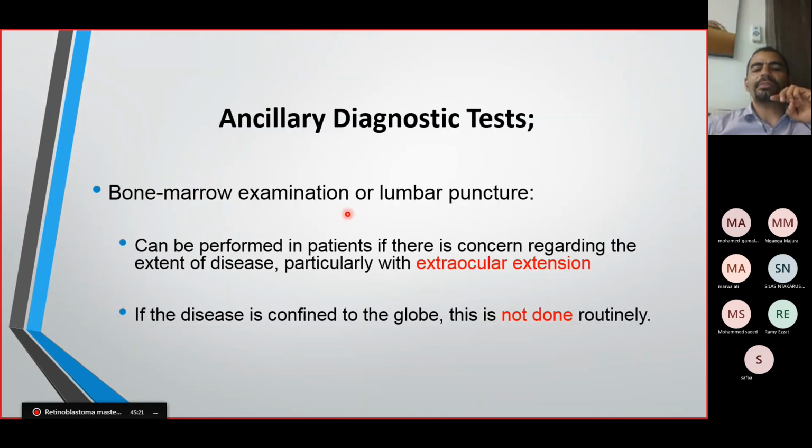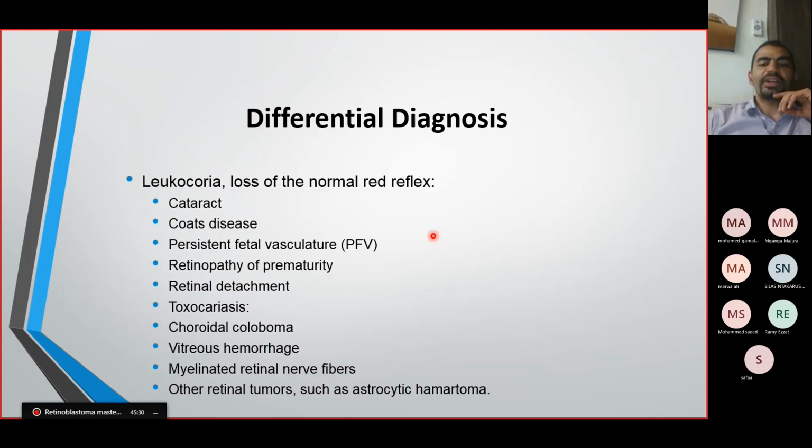Other tests that may be done by the oncologist: bone marrow examination, lumbar puncture, to see if there is metastasis or not. So the differential diagnosis will include causes of leukocoria. On top of them, cataract, Coats disease, persistent fetal vasculature, or what we call persistent hyperplastic primary vitreous, as we'll see later on, retinopathy of prematurity, toxocariasis, etc.